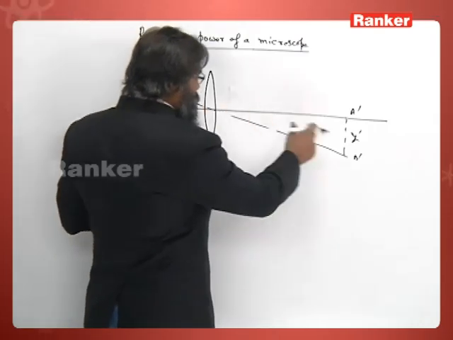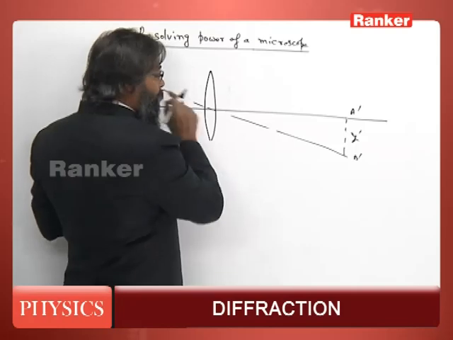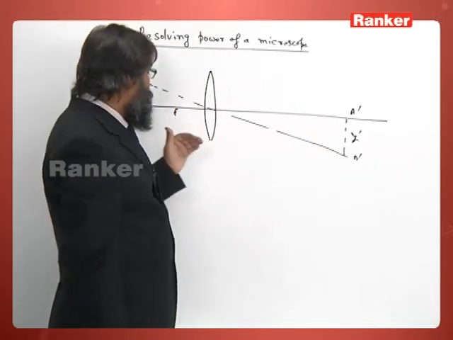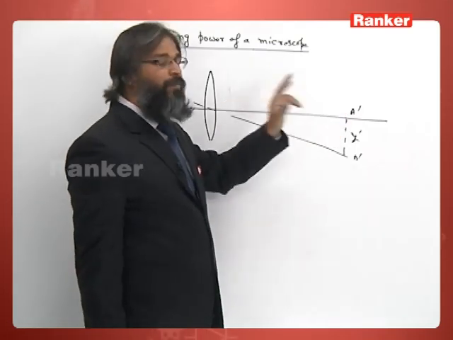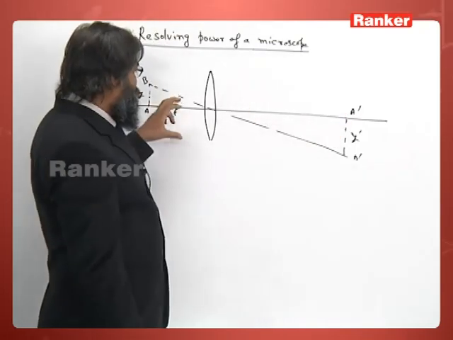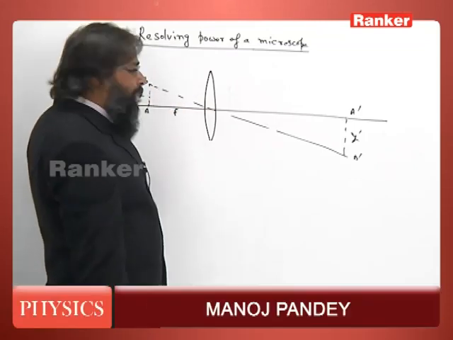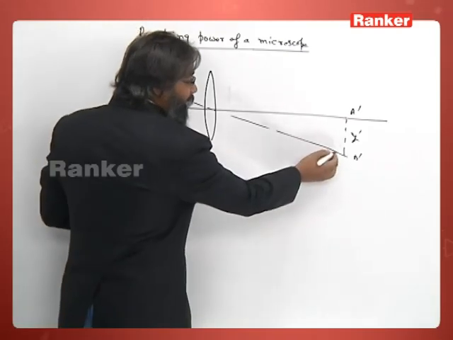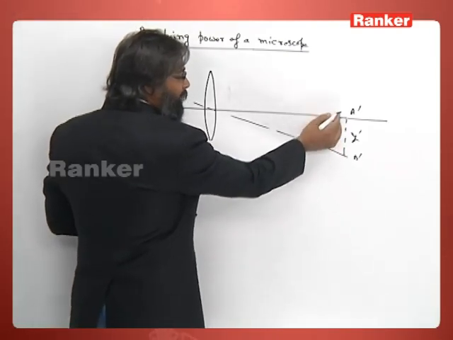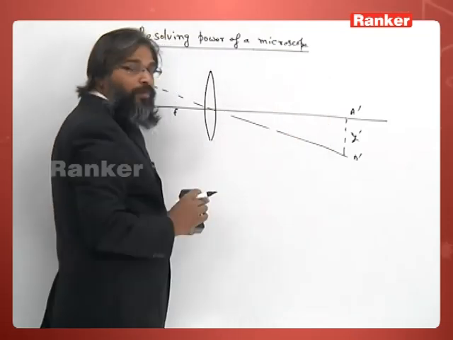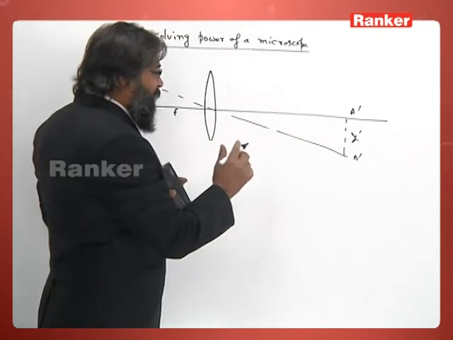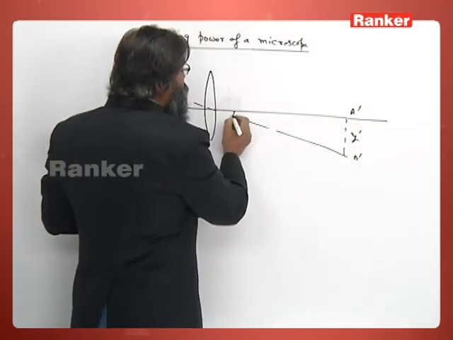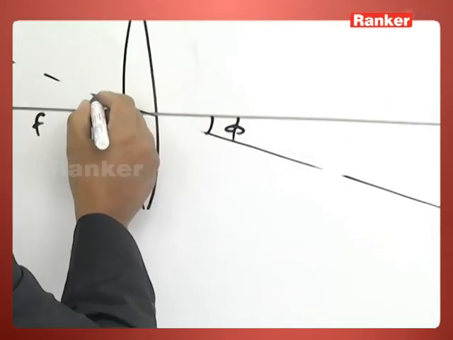Now this image is formed. B is a point object, and its image is formed according to ray optics. The image of A is at A dash. But since these are point objects, according to diffraction, the images will be in the form of discs. As a result, they will overlap, and they can be resolved according to Rayleigh's criteria.